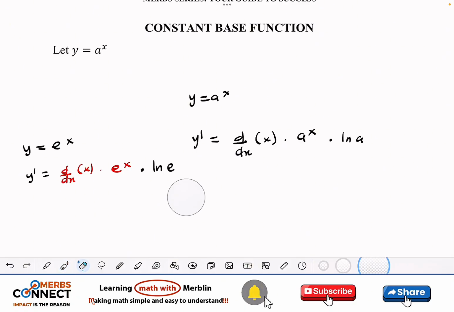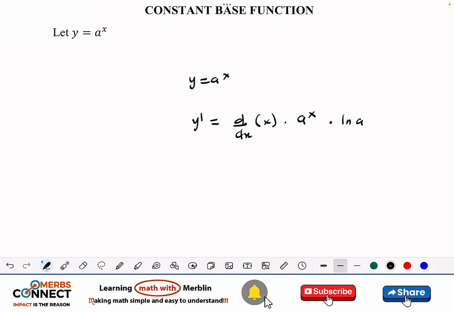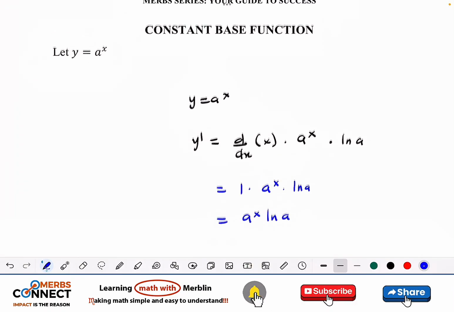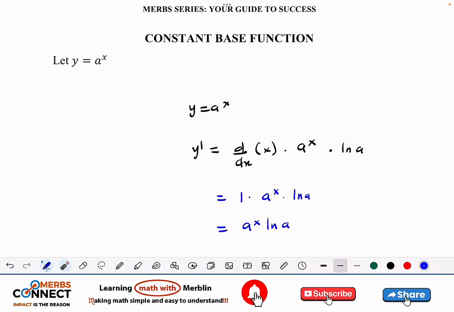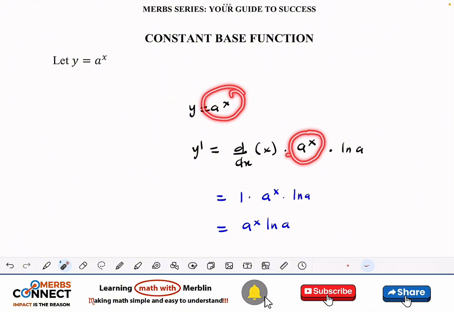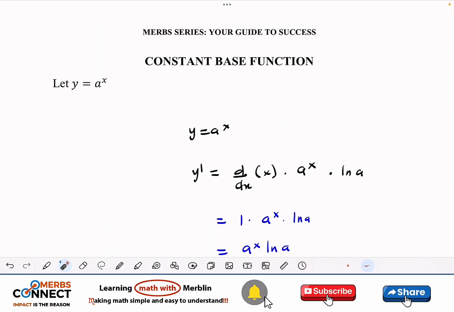So it means that this is what we are going to get whenever we are differentiating a constant base function, when the base is not e, that is the exponential function. So when I differentiate this, I'm going to have 1 times this times ln a, and this is going to give us a to the power x times ln a. So that is how we differentiate a constant base function. Differentiate the top times the function and take ln of the base. So that is how we differentiate a constant base function.